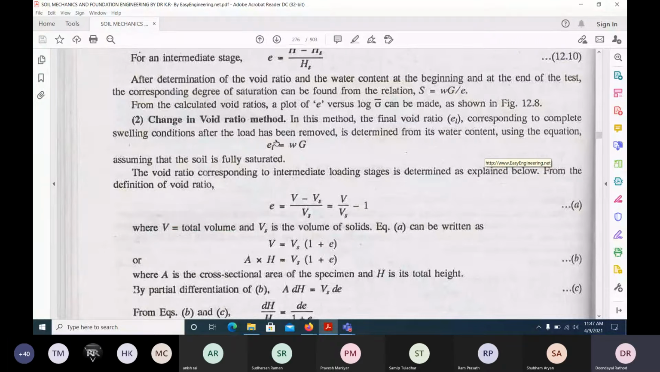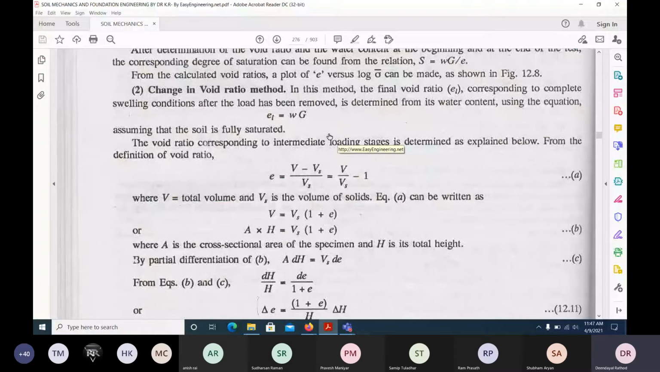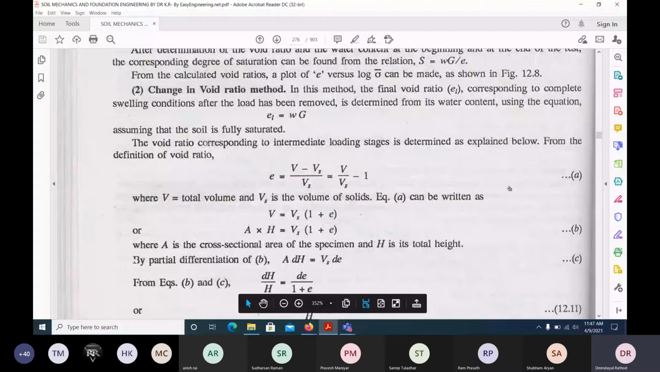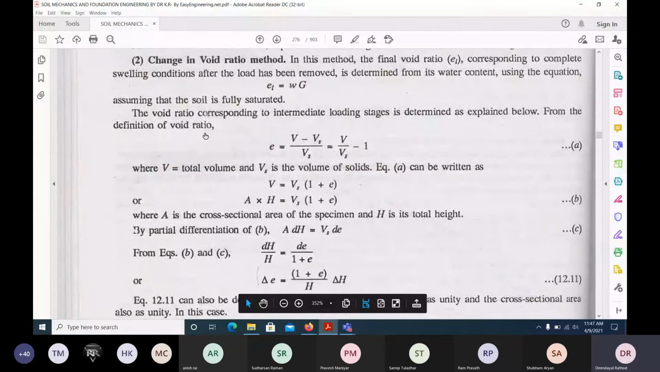e is equal to wG, okay. Here S is equal to 1 because in consolidation, the soil is in a fully saturated state. So the final void ratio corresponds to complete swelling. First, we will find out the final void ratio using this formula. Then, stage-wise, we will find out the void ratio corresponding to the intermediate stage as explained below.